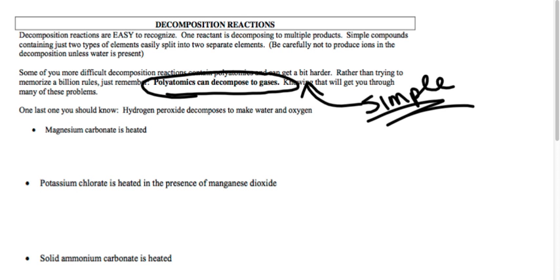So let's start with magnesium carbonate. Magnesium carbonate is heated. Heated is different than burning. Heated means you put it on a hot plate. So you just have an arrow. If you want to be fancy, that means heat, but you don't have to. All right. When things with polyatomics decompose, all you're going to do is kick off a very common substance, a common gas. This will decompose to a common gas and leave behind something you kind of already know.